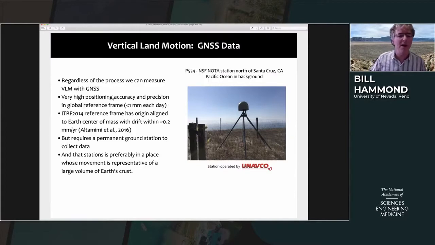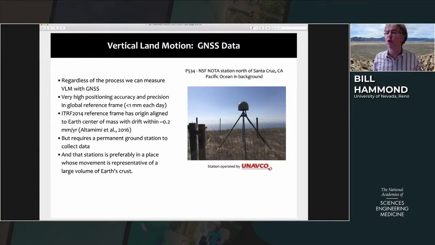So regardless of the project or of the process, if we have precise measurements, we can measure the vertical land motion. This is an example GPS station from the NSF's Network of the Americas. It's P534 near the coast north of Santa Cruz. And this GPS station is collecting data all the time. And we can get precision in latitude, longitude, and height to the order of a millimeter given 24 hours of data. So about every day, we can find the position of the phase center of this antenna to about a millimeter.